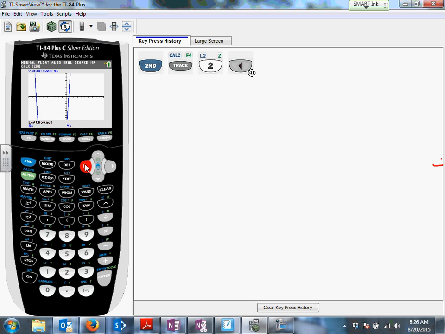Okay, you see how there's a little flashy dot? It's asking for a left bound. So I want to go to the left of where it's intersecting the x-axis and hit enter. It's asking for a right bound, so I'm going to go to the right side of where it's crossing the x-axis and hit enter. And then it's going to ask you for a guess. So you say enter, I want you to guess. And it's going to give you that 0.